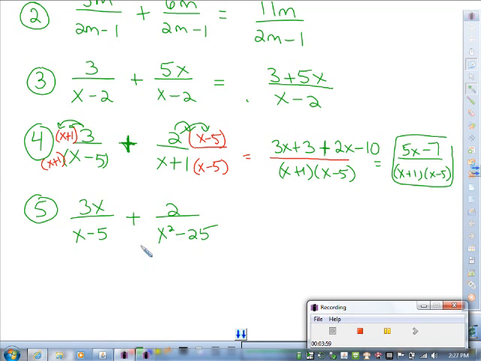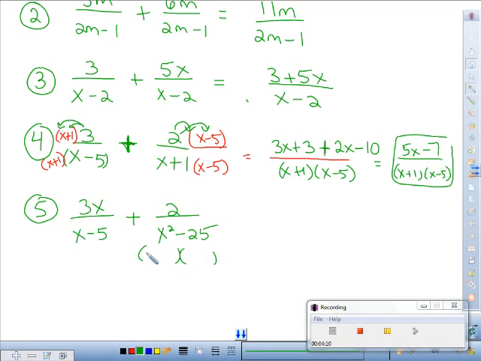When you're adding, the denominators are not the same. What can you do to this difference of squares, though? Nick, what can you do? All right, we're going to go x plus 5. We're going to factor it, x minus 5. So this will be gone.